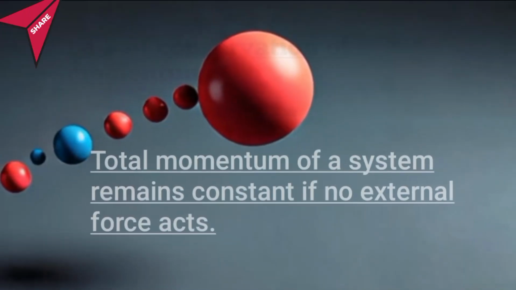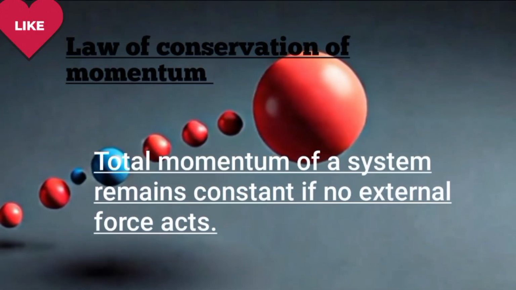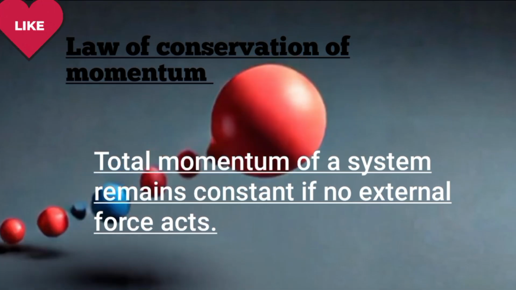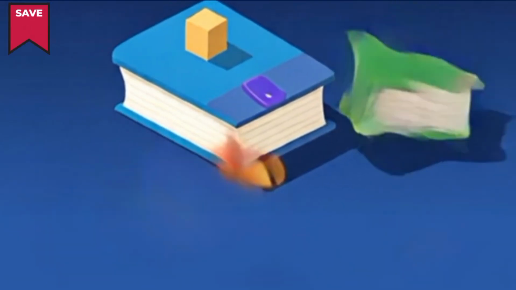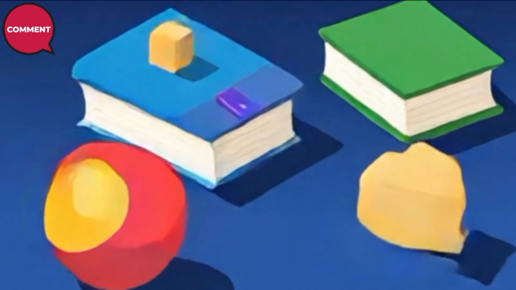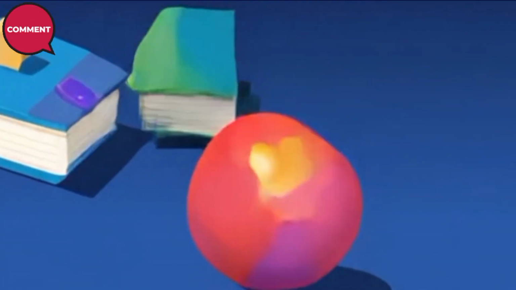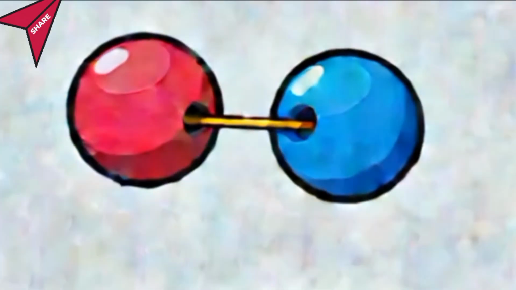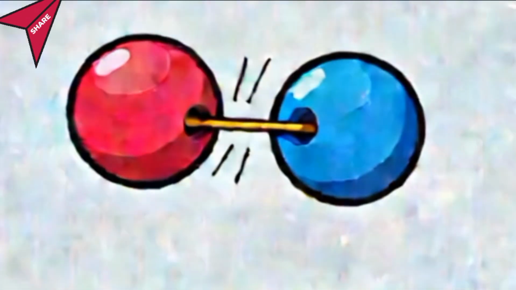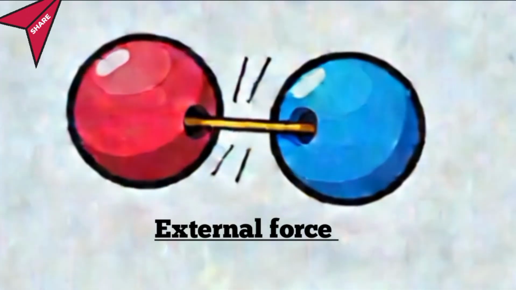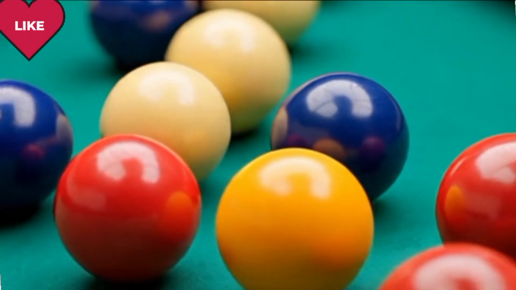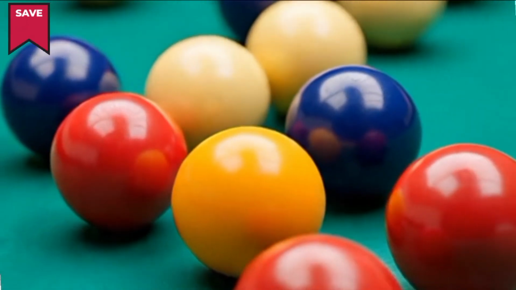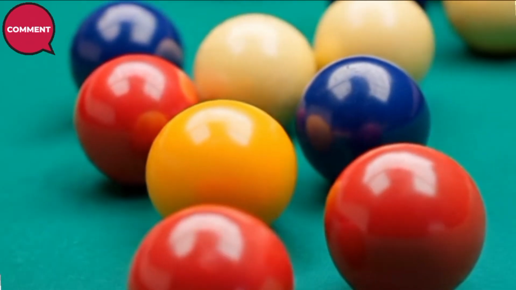The law of conservation of momentum states that in a closed system, the total momentum remains constant if no external forces act upon it. Momentum is conserved in collisions and interactions, meaning the total momentum before equals the total momentum after. This principle is key in understanding phenomena like billiard ball collisions and rocket propulsion.